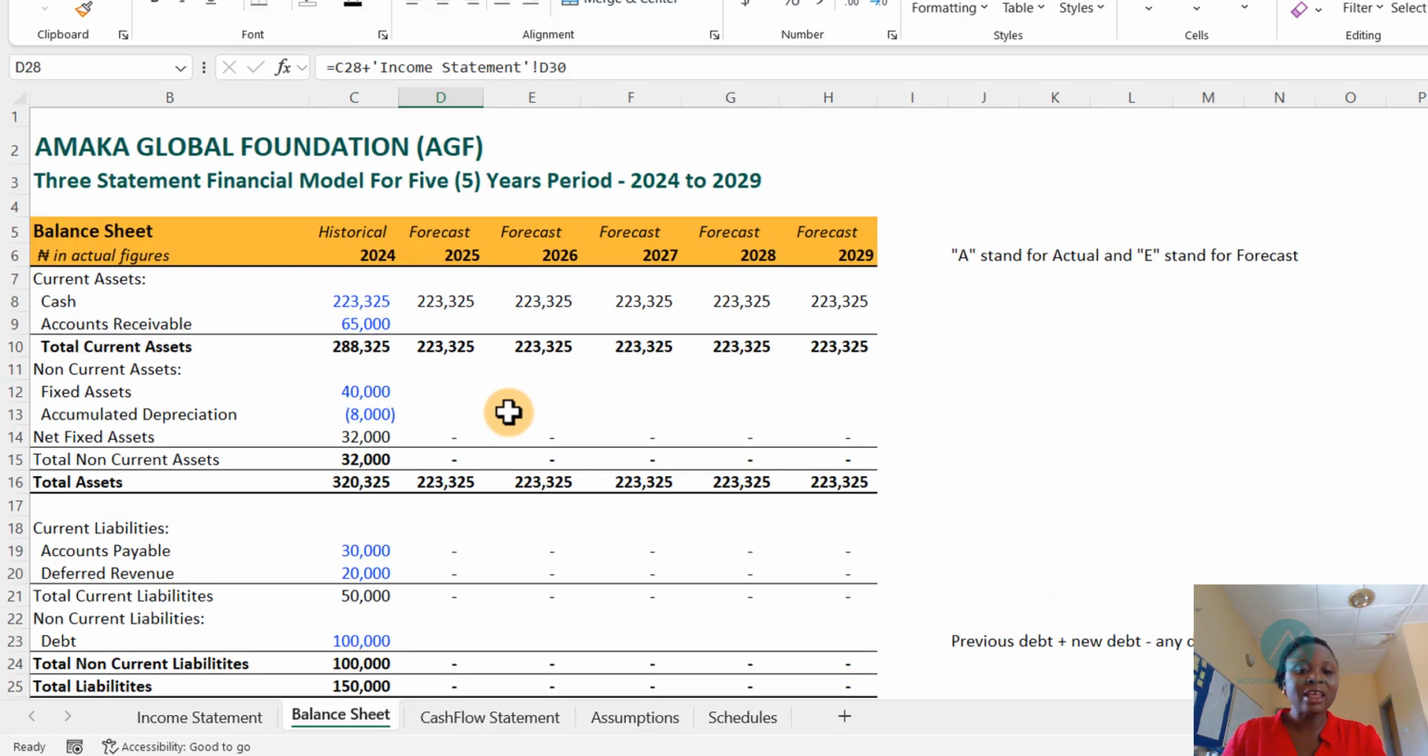Have it in mind that if nothing happens in the years 2025, 2026, 2027, the balances in 2024 will still be the same balances for 2025, 2026, 2027, and 2028 through to 2029. So what we'll do now is just copy the balance, but we're going to gray it out because these are temporary balances, right?